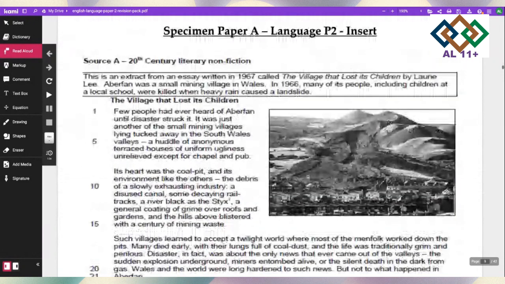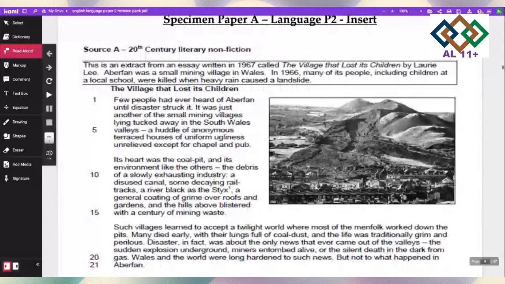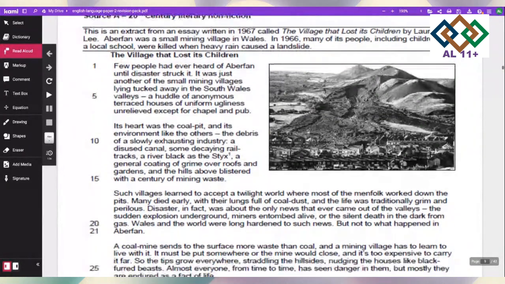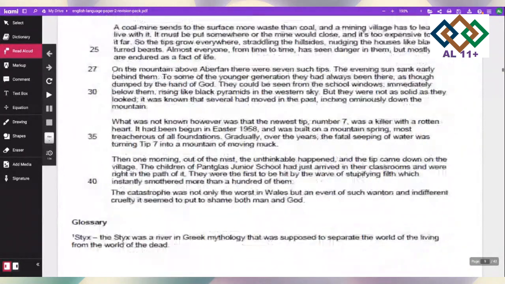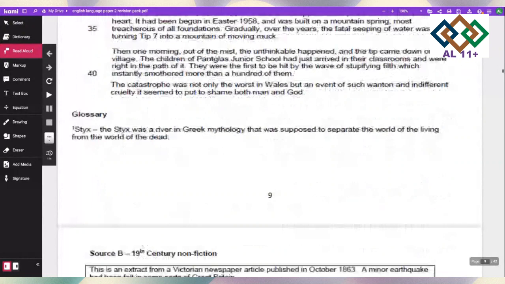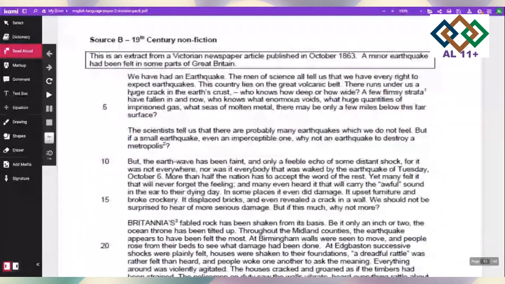You have a language paper to insert. So this is something you have been given in your sample paper basically. And after that, you have been given a source. You'll be given a source like this, Source A and Source B. Source B would be 19th century and non-fiction. You have to read it really carefully so that you don't make any mistakes.